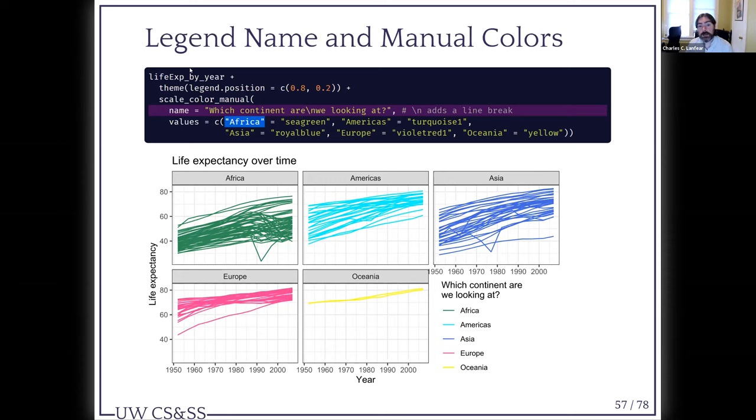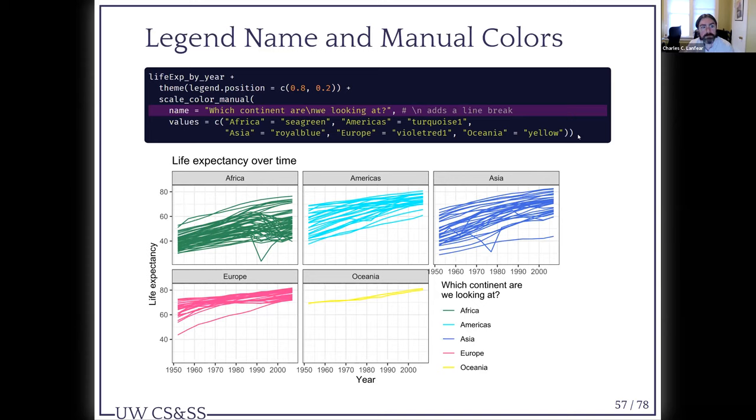So this is me saying, I want my color set so that Africa is gonna be sea green. The Americas are turquoise one. Asia's royal blue. Europe is violet red. Oceania is yellow. And you'll see it updates the lines and it updates the legend. This is manually setting colors. You probably won't do this too often, but this is how you do it. And I do make you do at least one manual legend in the homework to display that you can do it. Don't have to do anything fancier than this, but it's an example.